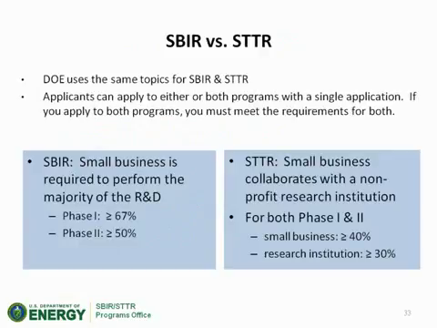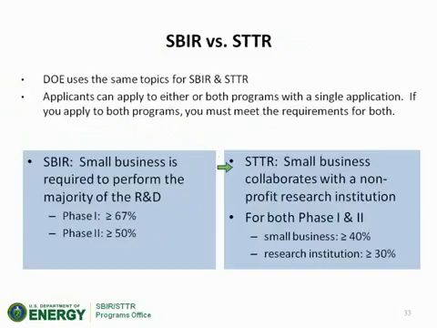Again, the differences between SBIR and STTR. One thing I would point out is that DOE does use the same topics for SBIR and STTR. In fact, in your application, you can specify SBIR, STTR, or both. Now, to submit to both, you have to meet the requirements of both, and that's not always easy to do. I mean, not the eligibility, but the level of effort requirements. Down below, I've indicated what those are.